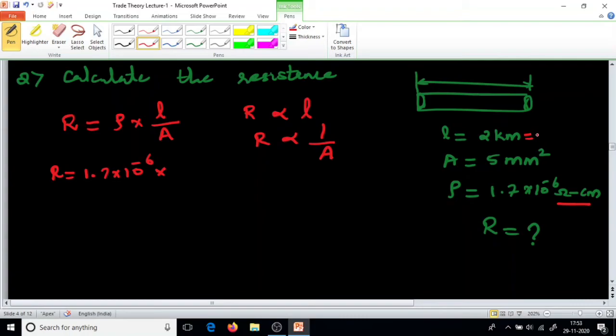So what we'll do? First, convert kilometer to meter. If you multiply by 1000, 2 kilometer will become 2000 meters. But again, we need it in centimeter. So 1 meter equals 100 centimeter. So we will get 2 multiplied by 10 to the power 5.